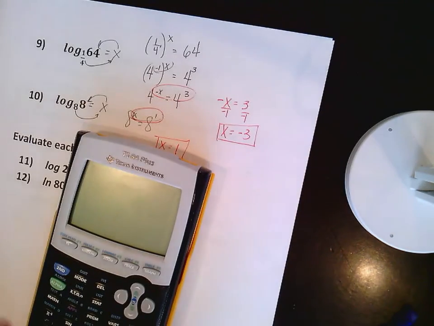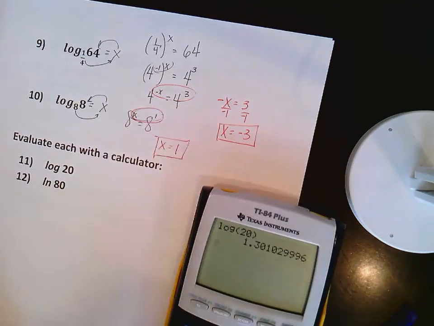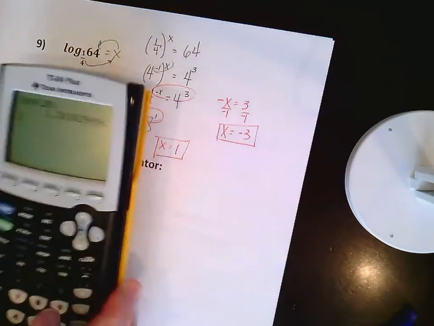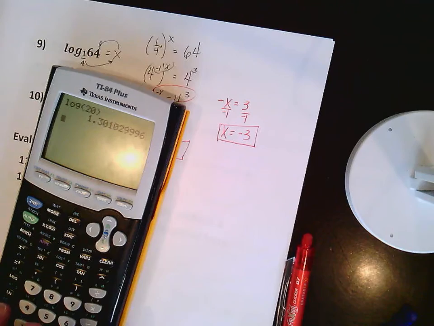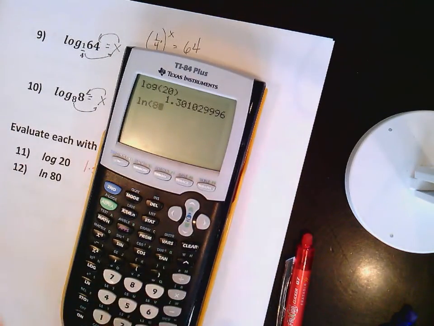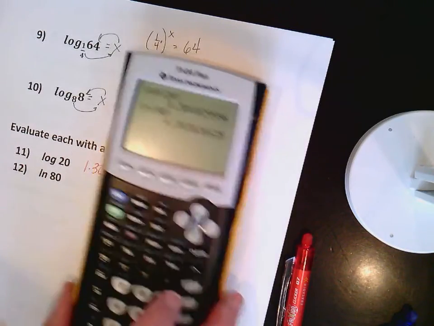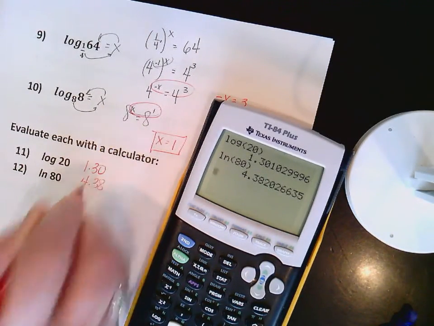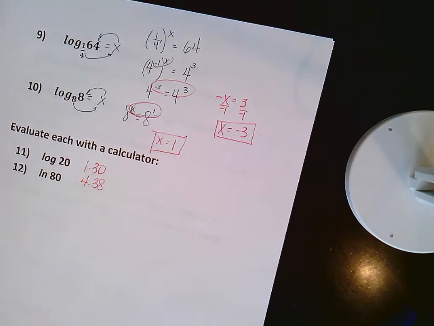So if I put log of 20 and hit enter, I'm going to get 1.30. And if I put the natural log, so to get my natural log, that's the ln button down here, the natural log of 80, and hit enter, that's 4.38. And we're going to use those in the next day or two. So you just need to know how to use those on your calculator. And that's all I have for day 2.